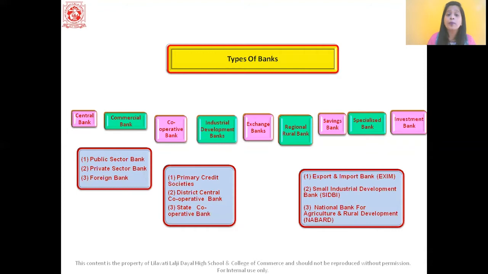The third one is cooperative bank. It is registered under the Cooperative Societies Act. Its main aim is to provide financial aid and credit to the economically weaker section, the economically backward people. Under the Cooperative Society Bank, students, we have 3: Primary Credit Society, District Central Cooperative Bank and State Cooperative Bank. Then we have the fourth one, Industrial Development Bank.